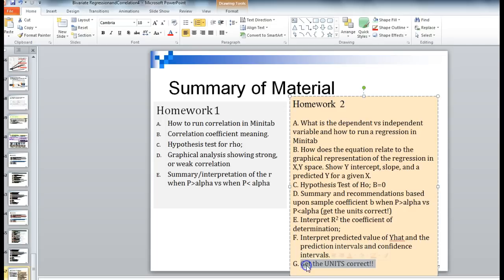Probably the thing that gets students most confused is the units. So pay attention to the units. For each additional unit of x, y increases or decreases by beta times the units of y. So do not overlook that. That's very important.